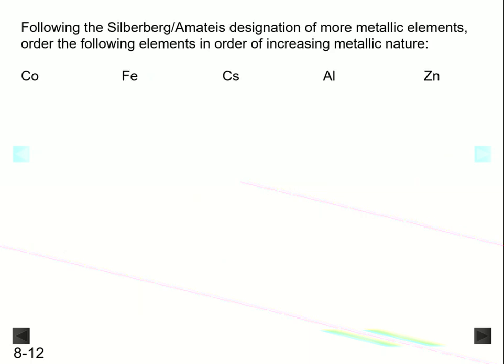So let's start off. Using the Silberberg and Mateus designation of more metallic elements, order the following elements in an order of increasing metallic nature. So take a look at this list. We have cobalt, iron, cesium, aluminum, and zinc. So which of these is the least metallic? And then we'll increase from there towards the most metallic. So why don't you try making a list, and then we can compare.